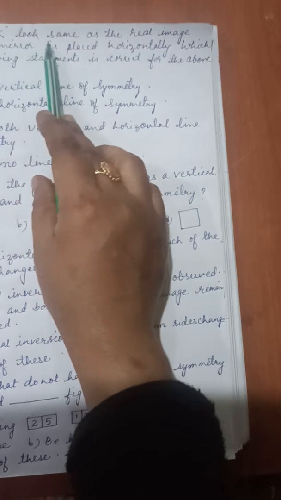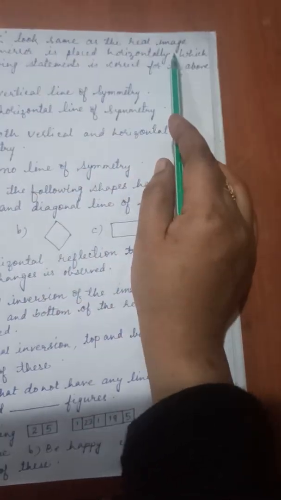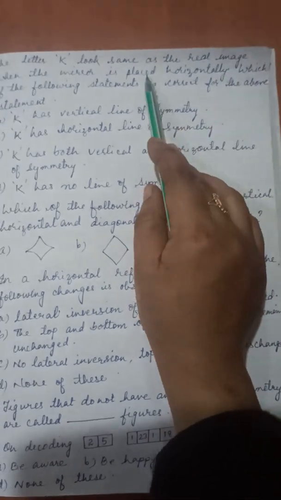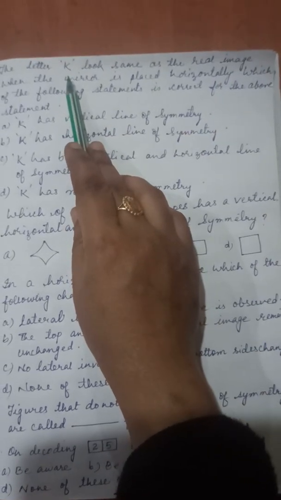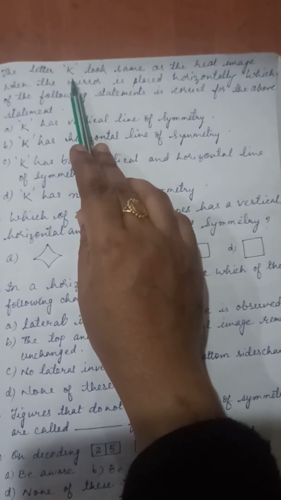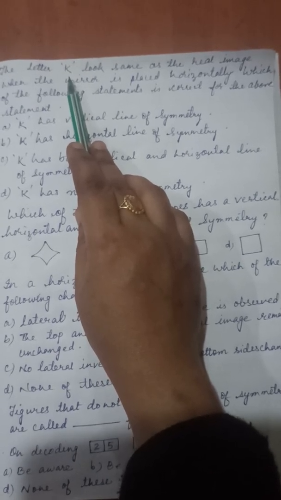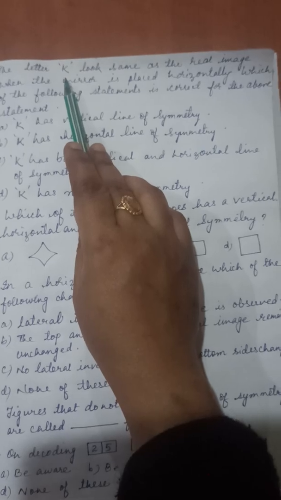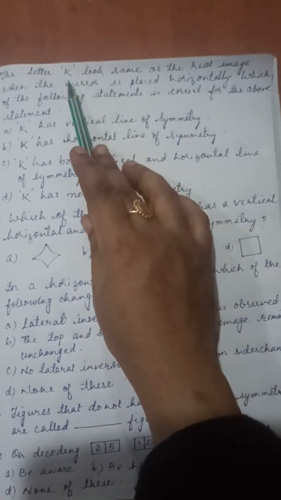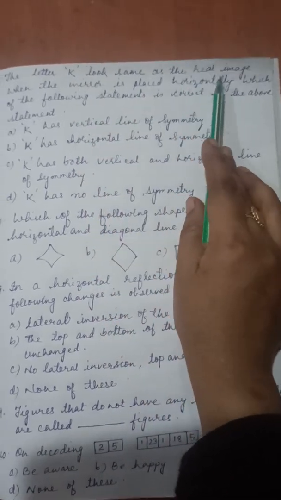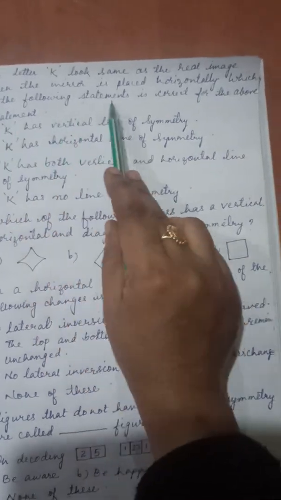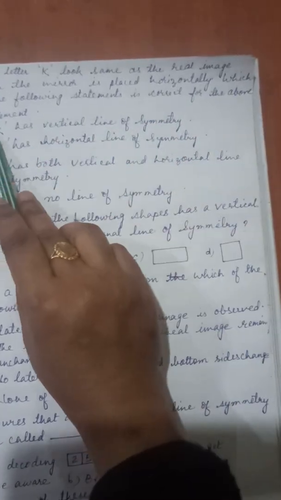Okay. The next question we have, the letter K looks same as the real image when the mirror is placed horizontally. So whenever you place a horizontal mirror in front of the letter K, the image will be exactly same as the real image. Now, which of the following statement is correct for the above statement?